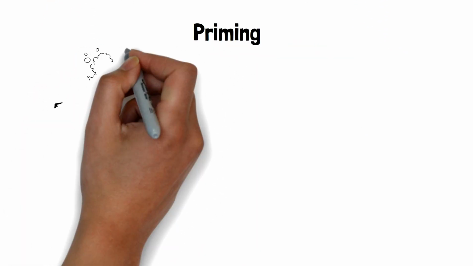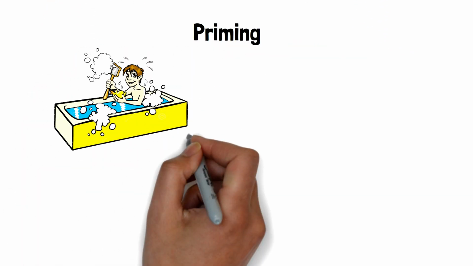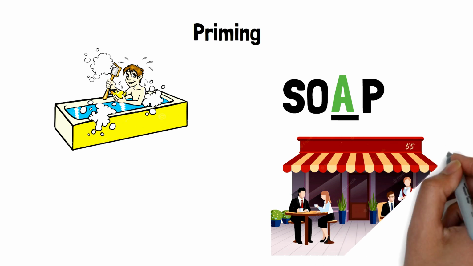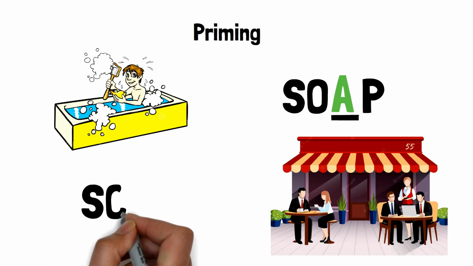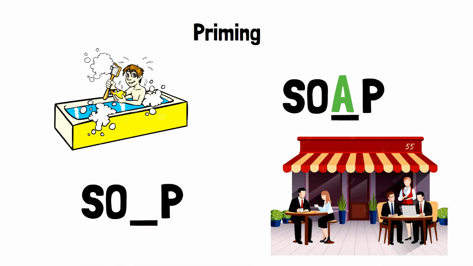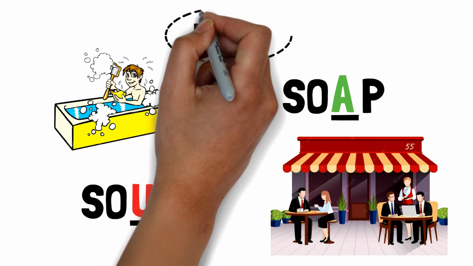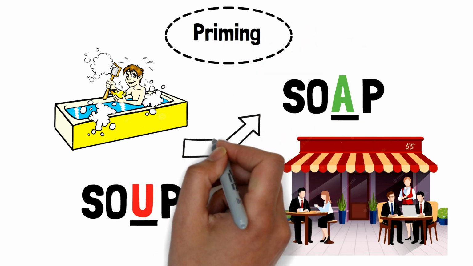Priming. If I talk about bathing and bathroom, and then ask you to fill in a missing letter, you will write A and the word soap will be formed. But if I had asked you about food and restaurant and then told you to fill the gap, there would be more chances of you writing the letter U, so the word soup would have been formed. Now this thing is known as priming. You can manipulate people's decisions just by doing priming.